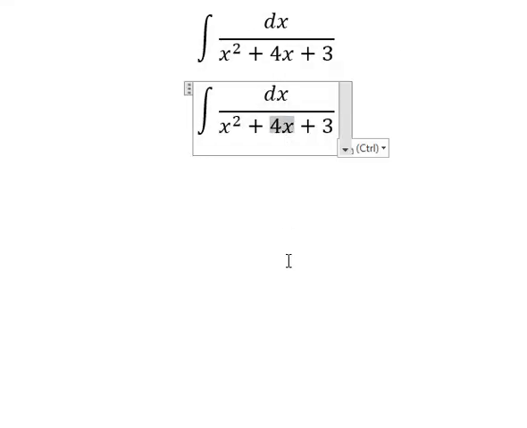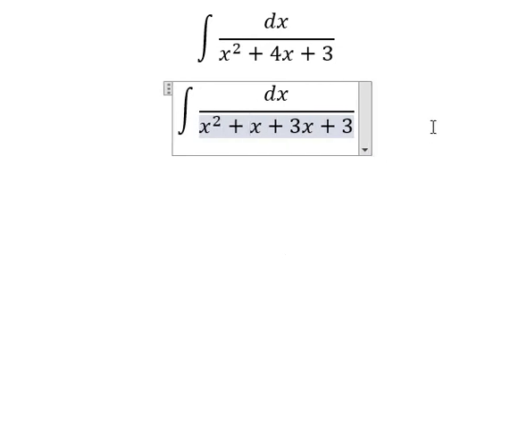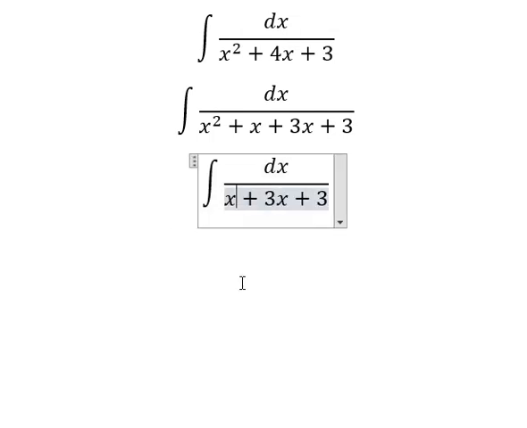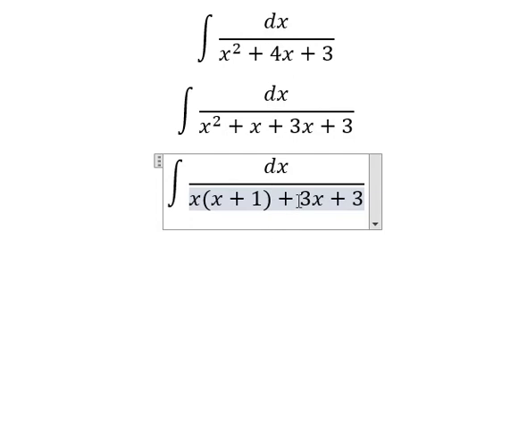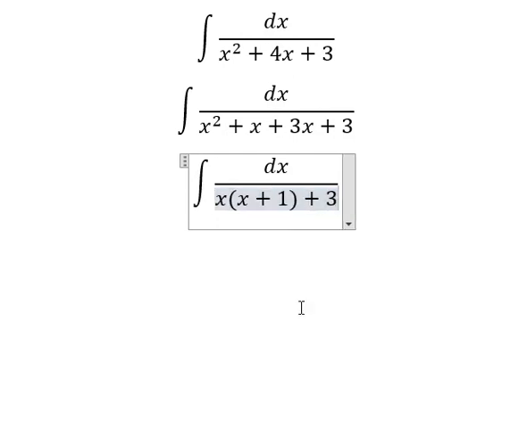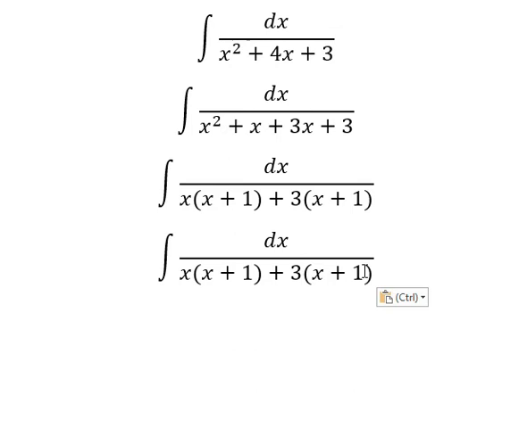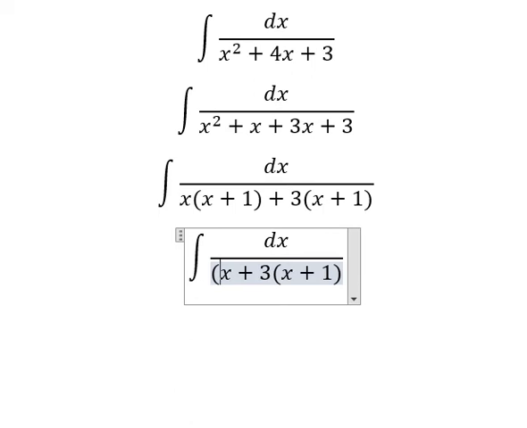About 4x, I can put into 3x plus x. This one we can do about factorization by x. This one by number 3. So s plus 1, s plus 1, we can do about factorization.